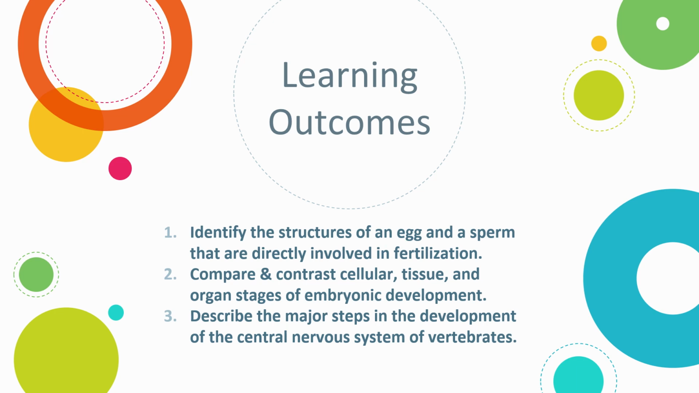Before we start with our presentation about early development stages, there are a few learning outcomes that we should know. Firstly, identify the structure of an egg and sperm that are directly involved in fertilization. Second, compare and contrast cellular, tissue, organ stages of embryonic development. And lastly, describe the major steps in the development of central nervous system of vertebrates. These are the things that we should know by the end of this presentation.